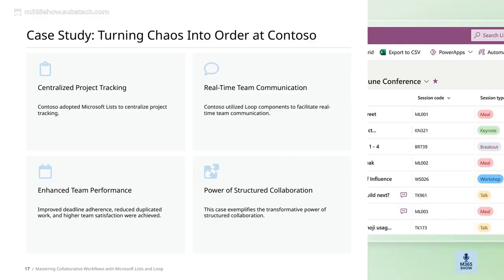Additionally, they adopted Microsoft Lists to centralize project tracking. Instead of scattered spreadsheets or emails, everything was in one place, making it easier to monitor progress, update statuses, and stay on top of deadlines. All of these tools and strategies come together to show how structured collaboration, supported by Microsoft Lists and Loop, can turn chaos into order. And that's really the heart of what we're exploring today.